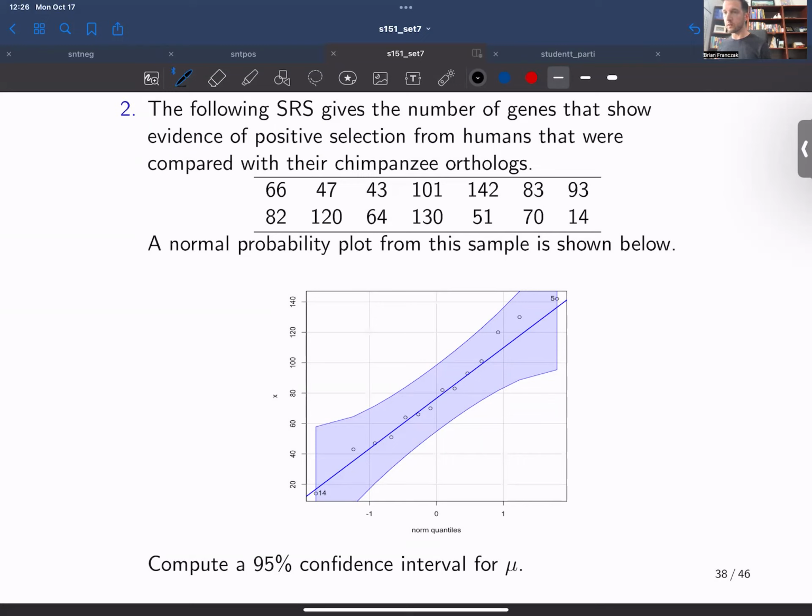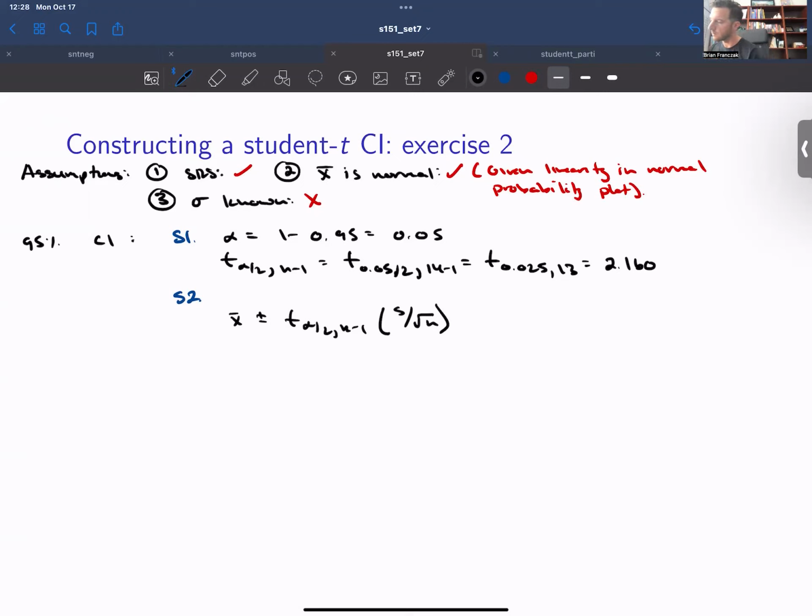Okay, so then we come back here. Now we have X bar plus or minus t alpha over 2, n minus 1, multiplied by S divided by the square root of n. So this is the interval we want to build. We don't have X bar, we don't have S, so we have to compute them. So let's make a little sidebar here.